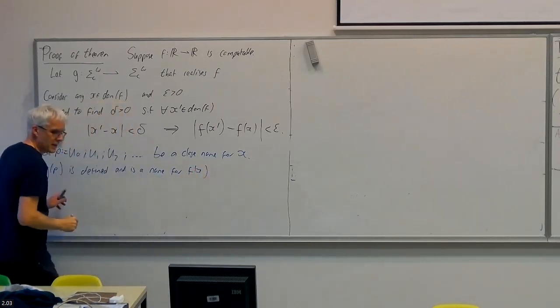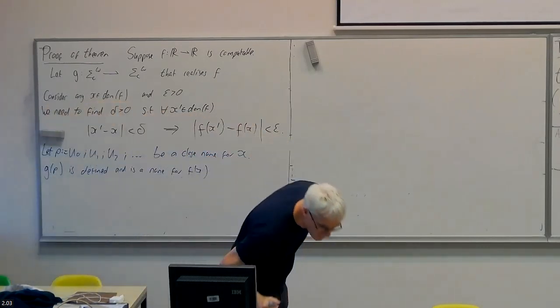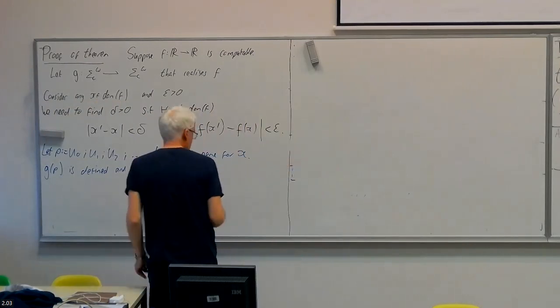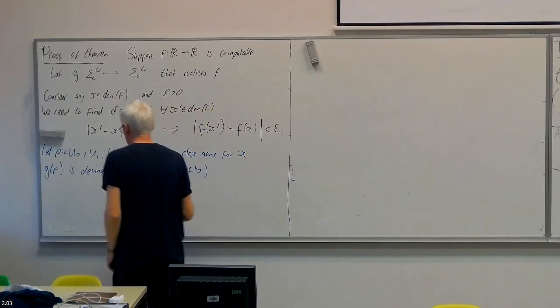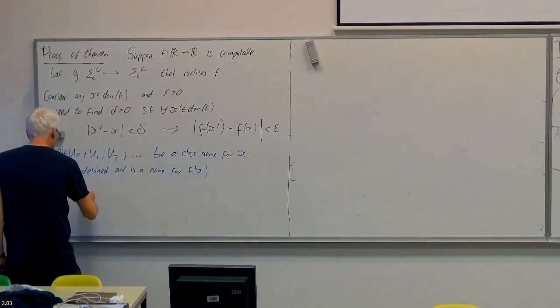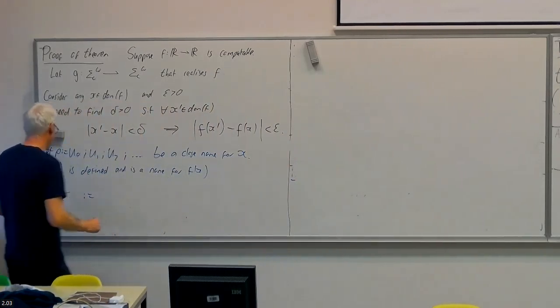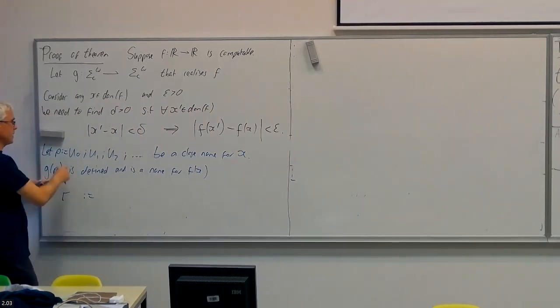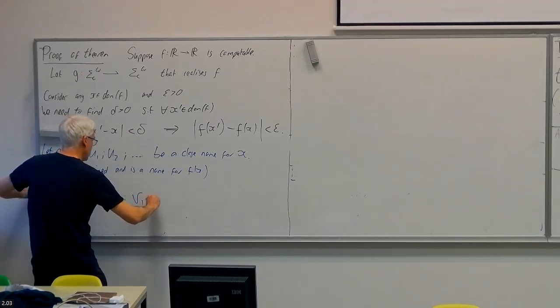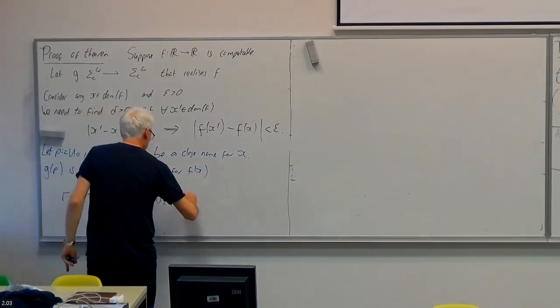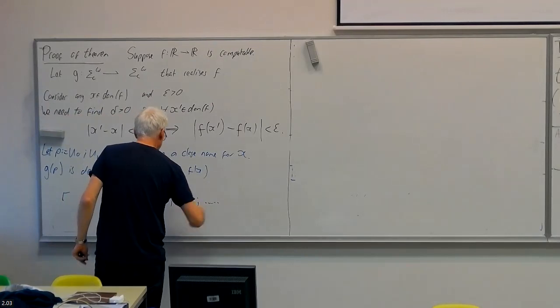Let's call it R. So this is what we get by applying our function that computes f on names to the name P, and that's going to be some name for f of x. So that's going to be of the form v0, v1, v2, v3, and so on.